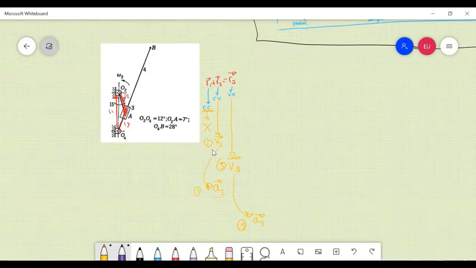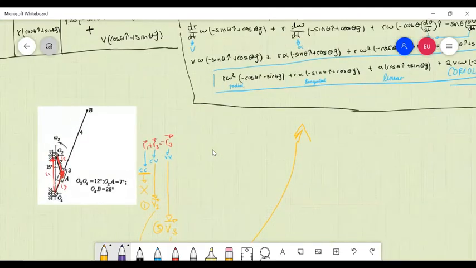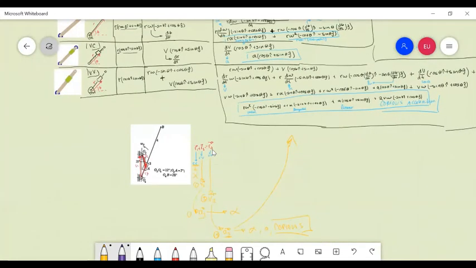So in the first one, you'll have angular acceleration. And in the last one, you'll have angular acceleration, linear acceleration, and the Coriolis. So this vector here will be this type, this very long one.